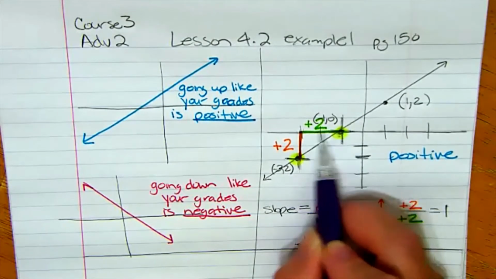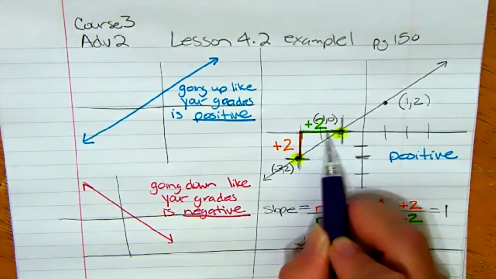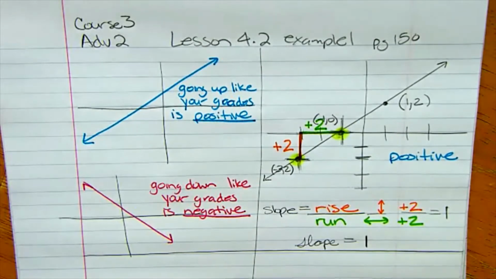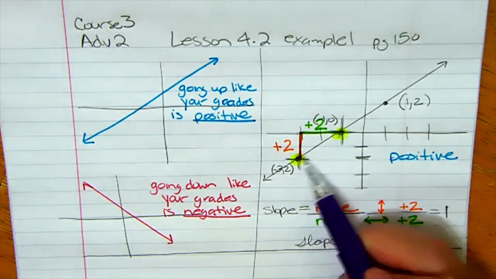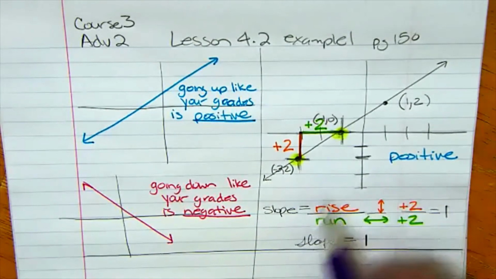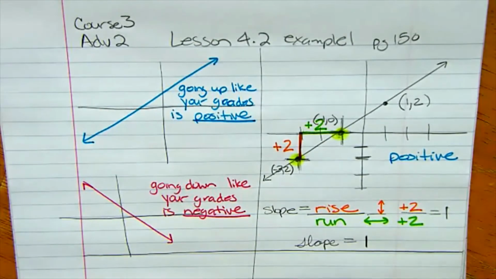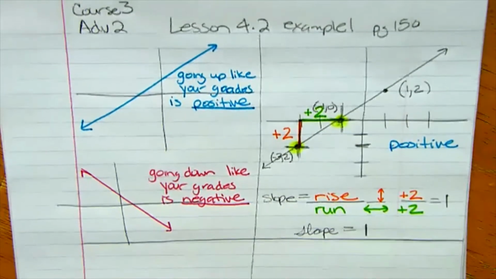And here's my next clean point. So then I move to the right, 1, 2. So I'm going up or down to my next clean point. We'll do another one.